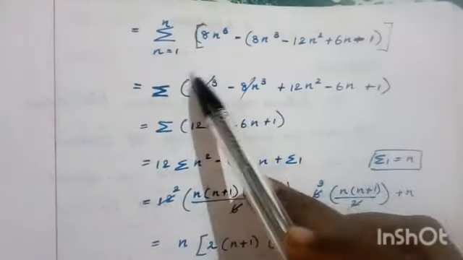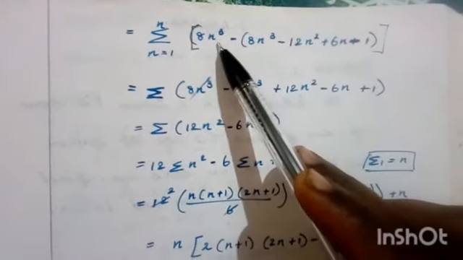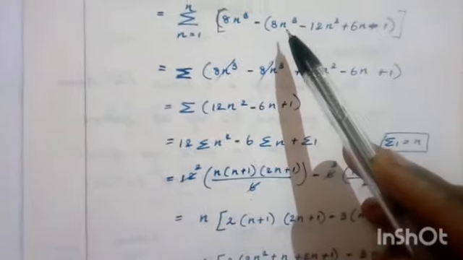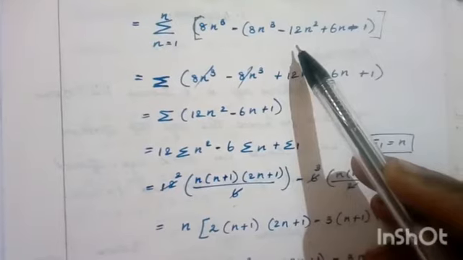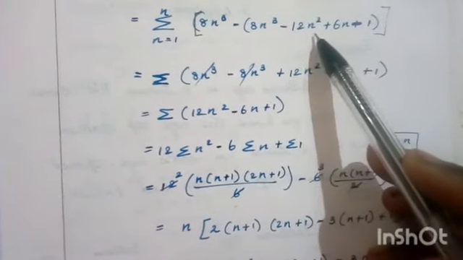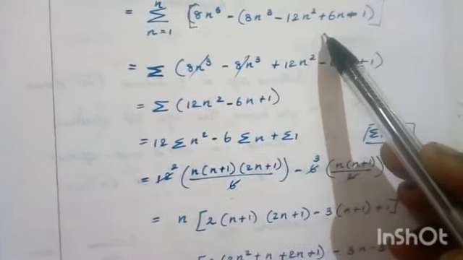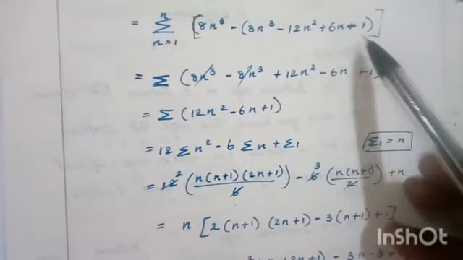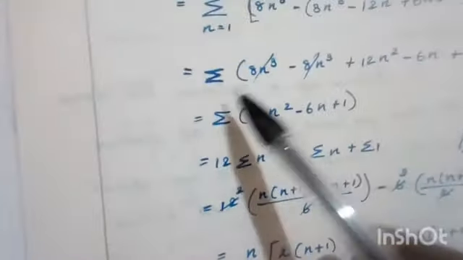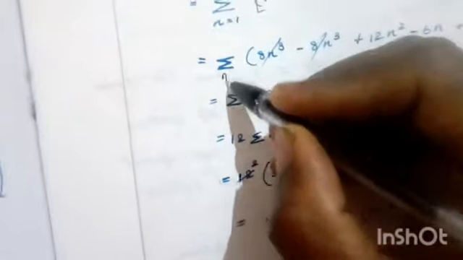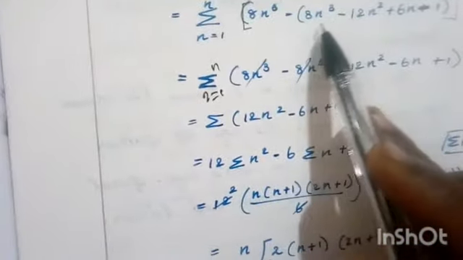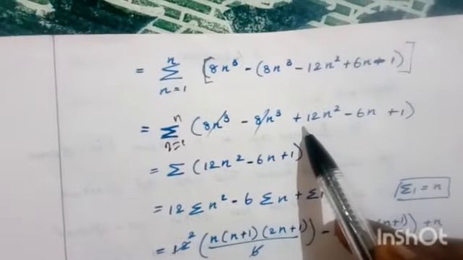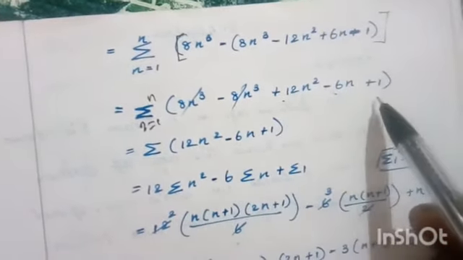That is sigma n equal to 1 to n. First term: 2n whole cube is written as 8n cube, and 3 into 4n square. 2n whole square means 4n square, that is 4 3s are 12. Then 3 into 2n is 6n, minus 1. Now you have to remove the bracket. That is sigma n equal to 1 to n, you must write it for n terms. So that is 8n cube. This minus take inside, minus 8n cube. It is minus into minus plus.